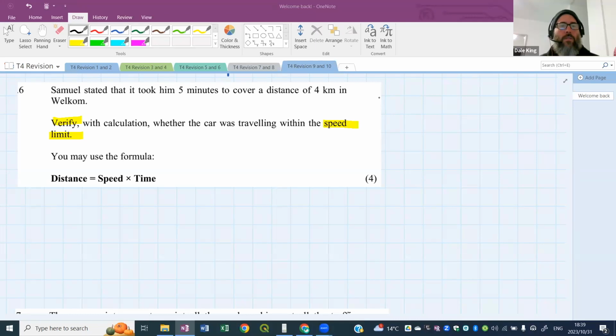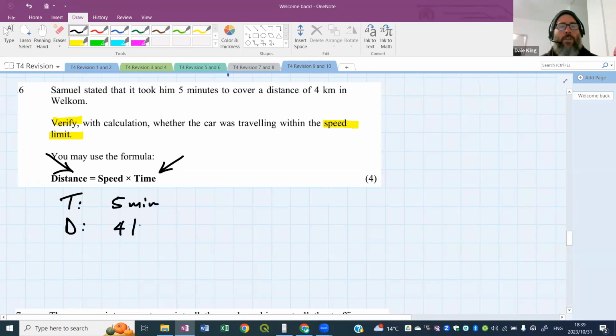Okay, so what Khab was saying is we can put a value in here for time and a value in here for distance, and then we're going to have to rearrange the formula to check the speed. Is that what you're saying? Yes. Okay, cool. Let's do that. So let's just write T for time. Before I put it in, what is the time? 5 minutes. And the distance that we have to put in is going to be 4 kilometers. Now, are these numbers ready to go into this formula?